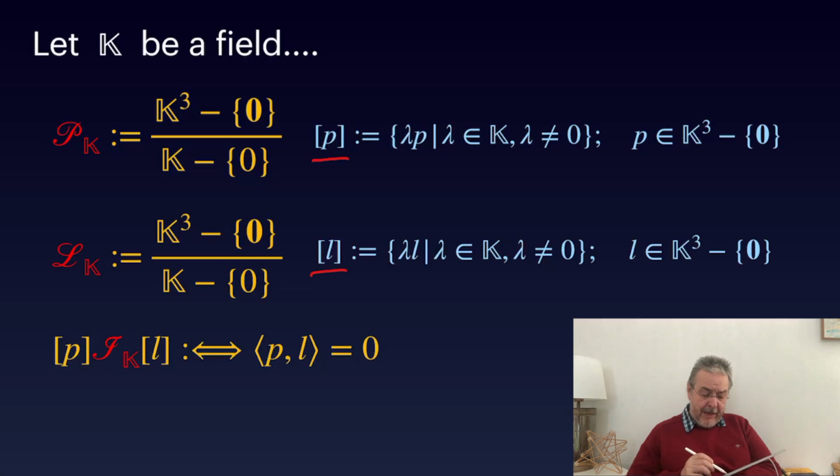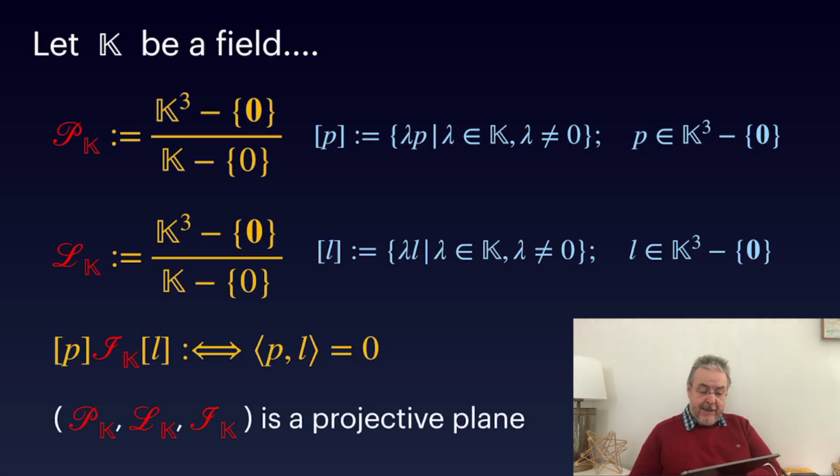You should spend a moment to convince yourself that this definition here is indeed well defined. So if you replace P or L by a suitable multiple of itself, it generates the same equivalence class, but you see replacing P or L by a multiple of itself won't change this relation due to the linearity of the standard scalar product. So now we look at these P, L, and I, and the important thing we now see about them is that this triple for any field indeed is a projective plane. And actually it's very simple to prove.